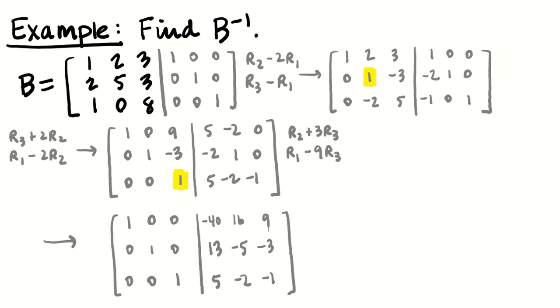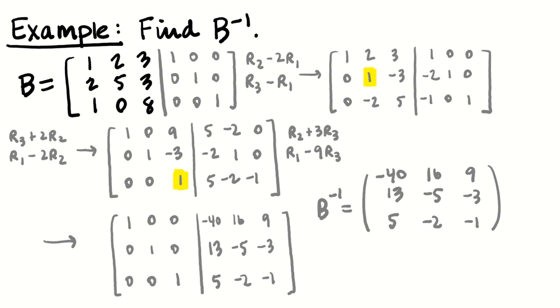And then we'll see, oh look, I've got the identity matrix on the left, so that must mean I'm done, and I've got B inverse on the right. And so I will conclude that B inverse is the matrix -40, 13, 5, 16, -5, -2, and 9, -3, -1. And I'll let you check that on your own if you want to just make sure that's the inverse. You can multiply that by B and make sure you got back the identity matrix.